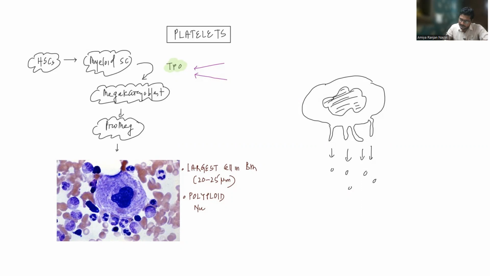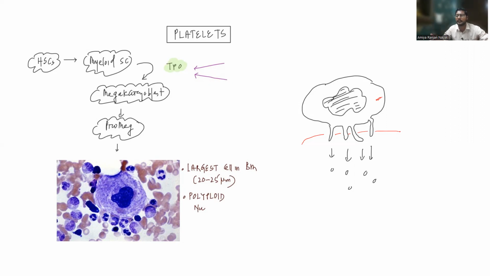So as you can see, this is the megakaryocyte, and these are some of the pseudopods that are originating from the megakaryocytes. So basically, these megakaryocytes will produce pseudopods into the sinusoids which are present in the bone marrow. Sinusoids are nothing but specialized capillaries which we may find in the liver, in the spleen, and in the bone marrow. These sinusoids have gaps between the endothelial cells.